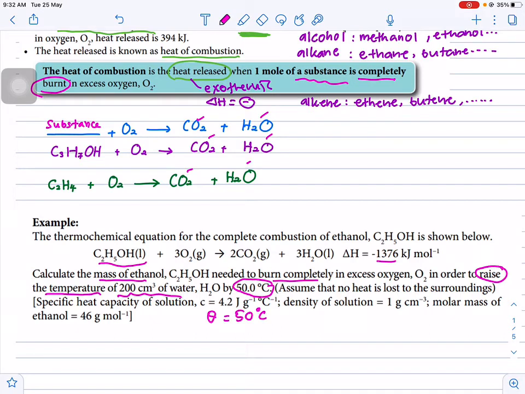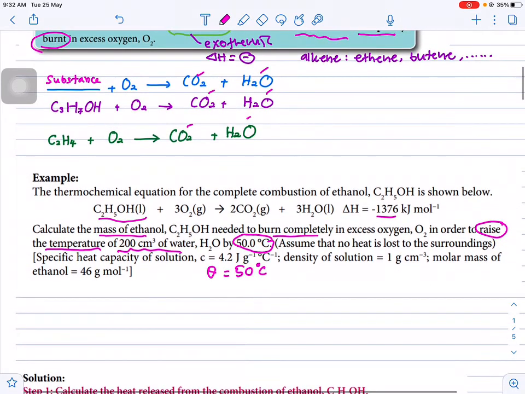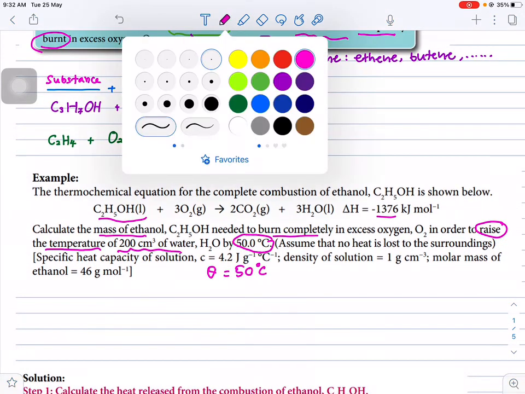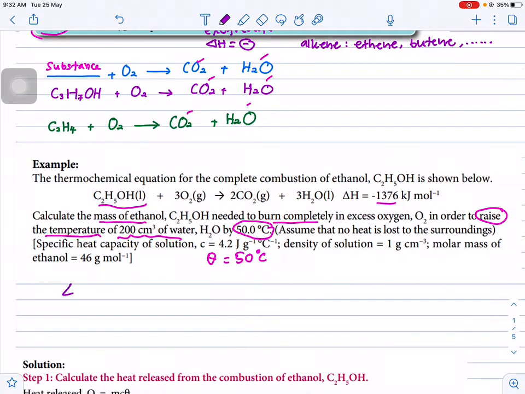Okay. Assume that no heat is lost to the surrounding and specific capacity of solution is 4.2 and the density is 1 and the molar mass of ethanol is 46. So the information here is about the delta H and then is asking you about the mass of the ethanol. So from here, what we need to know is, okay, delta H. The formula for the delta H is mc theta over mole.